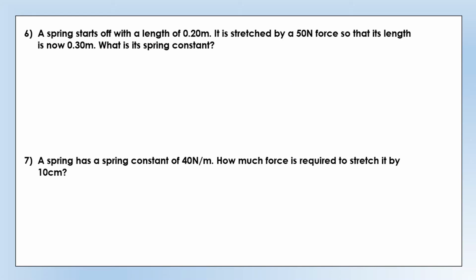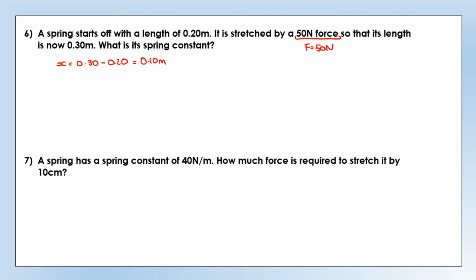Okay, so moving on. They're going to get a little bit harder. This is one way we can make them a bit more difficult. The spring starts off with a length of 0.2 meters. We haven't been given what the extension is yet. We're just told how long it is, and that's going to be key. It's stretched by a 50 Newton force, so we still know that F is 50, so that its length is now 0.3 meters. What is its spring constant? The first thing we need to do is figure out what the extension is, because if we want to calculate k, we're going to need F and we're going to need x. We haven't been given x, but we've got the data to work out what it is.